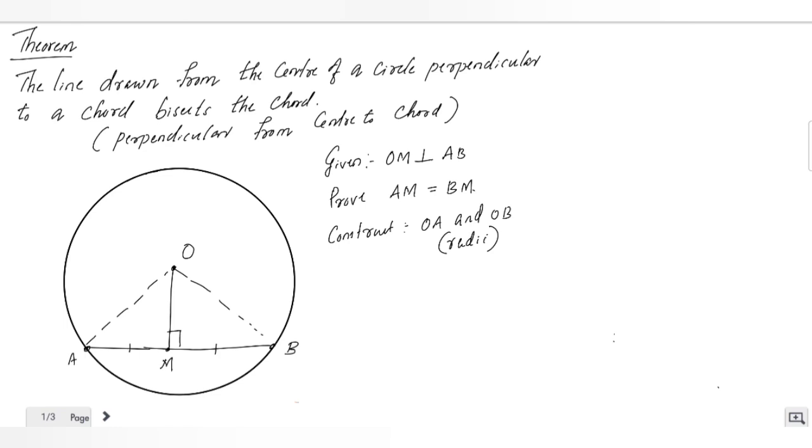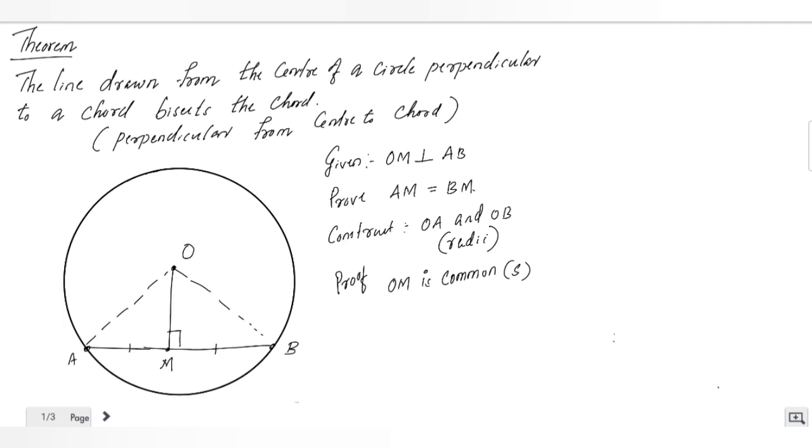So you know that OM is common in both, isn't it? So write the proof: OM is common. OM is part of both triangles, so one pair of sides is there. Now what about the hypotenuse? What are the hypotenuses? OA and OB. Are they the same? Yes, of course. Why? They are radii, isn't it?